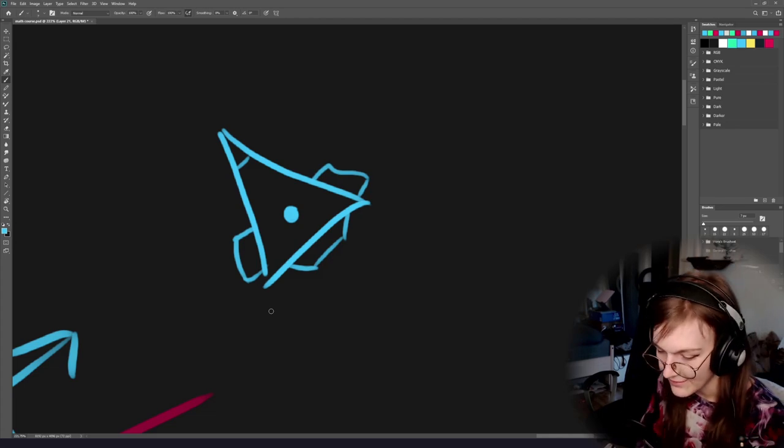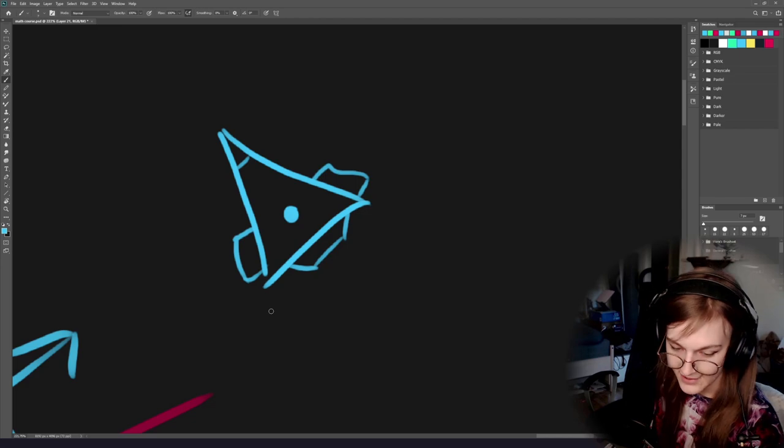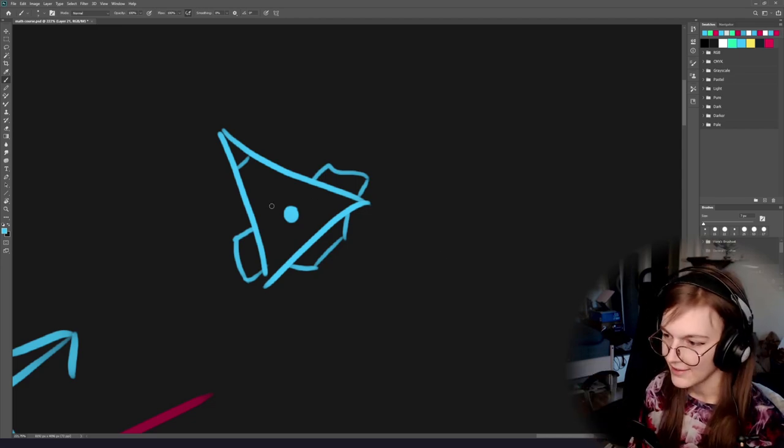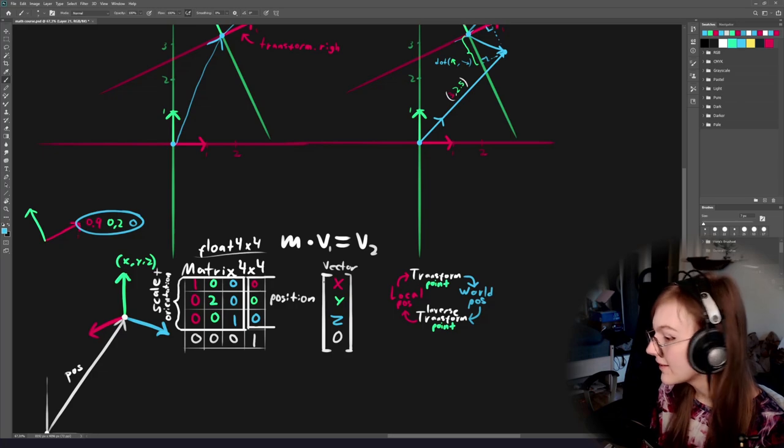Because the vector doesn't represent a location. It's just a relative offset and a velocity, right? Cool. Any questions so far?